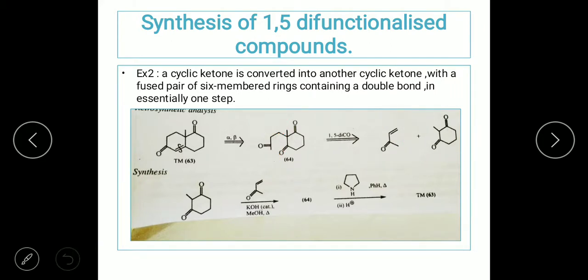Now the synthesis would be, again, we make use of KOH, and then we react in the presence of MeOH, that is methanol, and we get the target molecule 63. So this is how we can do the synthesis for the 1,5 difunctionalized compounds. So this ends this chapter. Thank you very much.